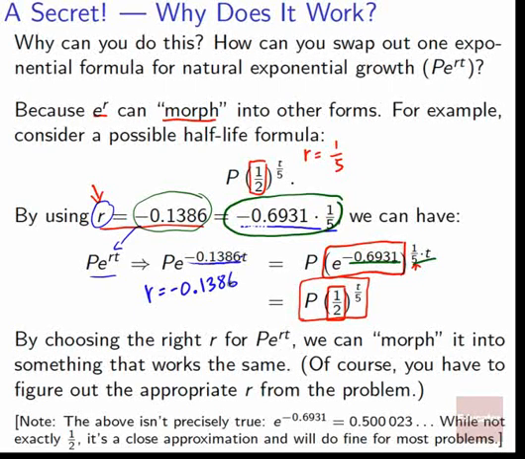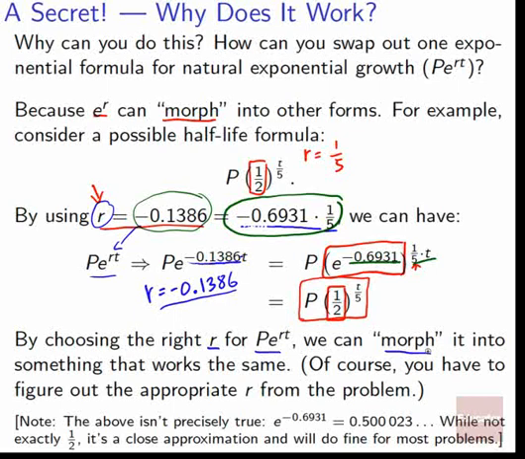if we've got enough information from the problem, sometimes you will, sometimes you won't, you will have to know that special formula. But sometimes you will be able to get enough information from the problem to figure out what r is. So you can have forgotten the special formula. You can forget the special formula occasionally when you're lucky, and you'll be able to just use PERT instead. By choosing the right r for PERT, we morph it into something that works the same as the other formula.